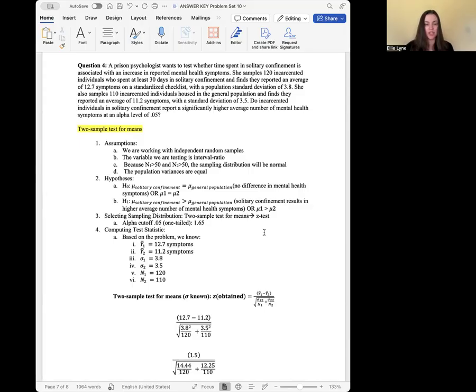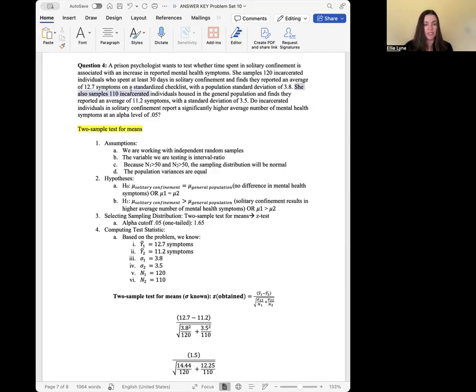All right, first determining the type of test we need to conduct here. Let's take a look. We have a prison psychologist, solitary confinement, reported mental health symptoms. First, samples 120 incarcerated individuals who are in solitary confinement. Okay, so this is signaling to me that I have at least one group of interest here, and finds they reported an average of 12.7 symptoms. Here's my key word, average, right? Average and mean go together. So that's signaling to me that this will probably be a test for means, but let's keep going.